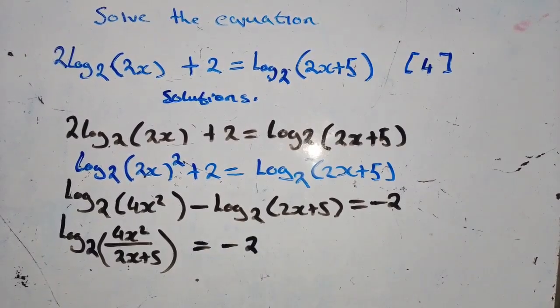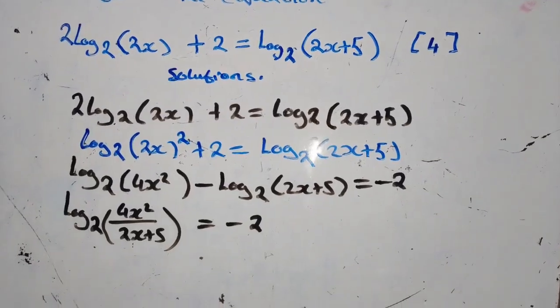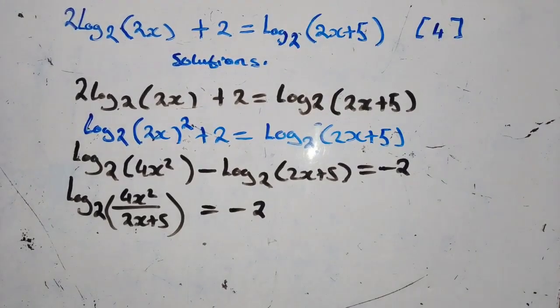If you remember the laws of logarithms, when you're adding logs of the same base, you multiply, and when you're subtracting logs of the same base, you divide. So we have divided 4x² by 2x + 5, which is equal to negative 2. Having reached this stage, you now change this into exponential form. After then, you can solve it easily.